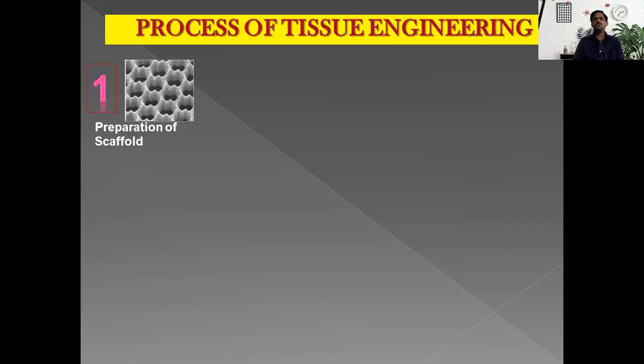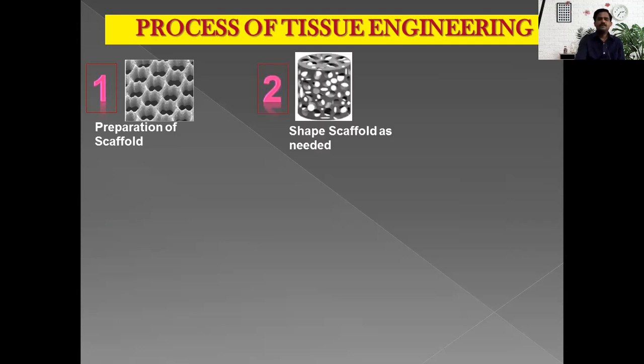So the process of tissue engineering, means what are the steps of tissue engineering? The first step of tissue engineering is to prepare the scaffold on the basis of the tissue to be re-engineered. The material is to be chosen and the scaffold is prepared. Now shape the scaffold as needed on the basis of the shape of the tissue to be recreated; the scaffold should be given shape accordingly.